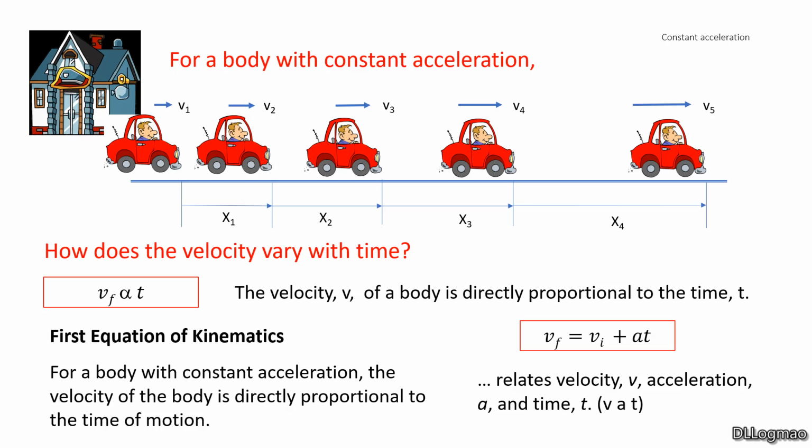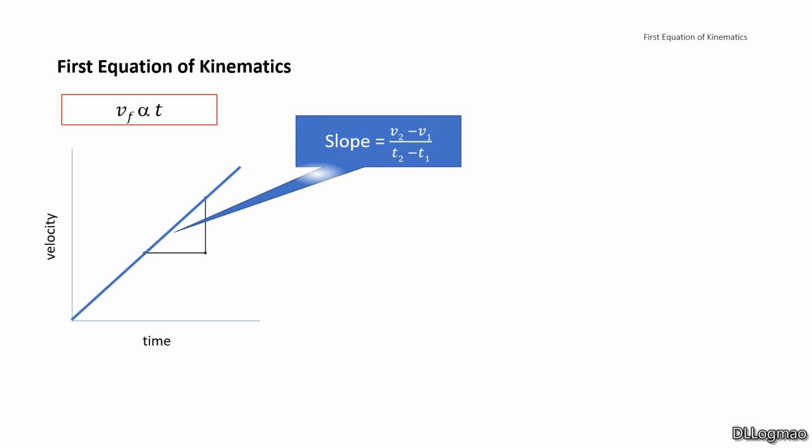In a motion problem, if two of these three quantities are known, the other quantity can be obtained using this equation. Now, what is the picture of the relationship between velocity and time? The graph of velocity versus time is a straight line graph sloping upward to the right. The slope of the graph line, which is the difference in velocities divided by the difference in time values in the graph, is constant and is equal to the acceleration of the body.